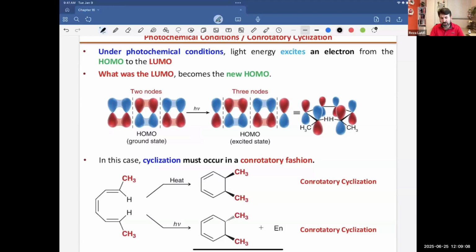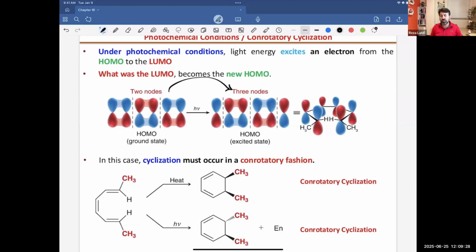Okay, so if we're dealing with the ground state, where we are applying just heat instead of photons, we will have only 2 nodes whenever the molecule has 3 pi bonds. The second you apply light to it, you send the electron to a higher level, and the nodes will turn from 2 to 3.